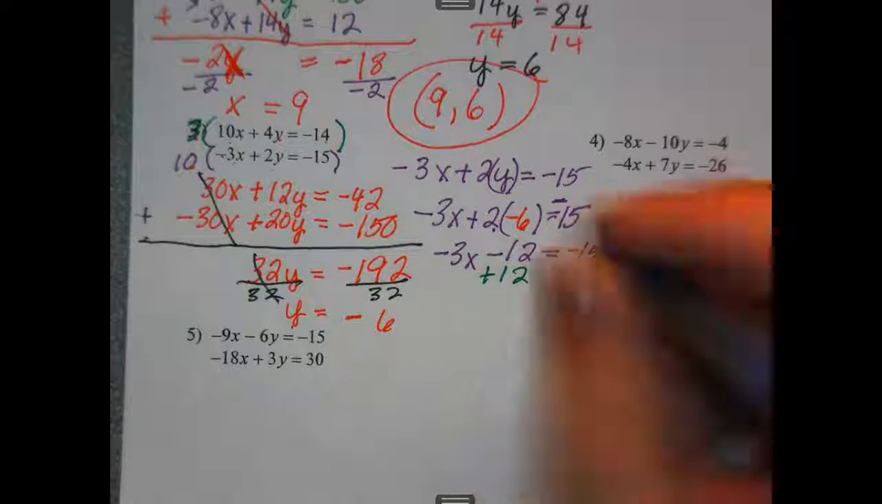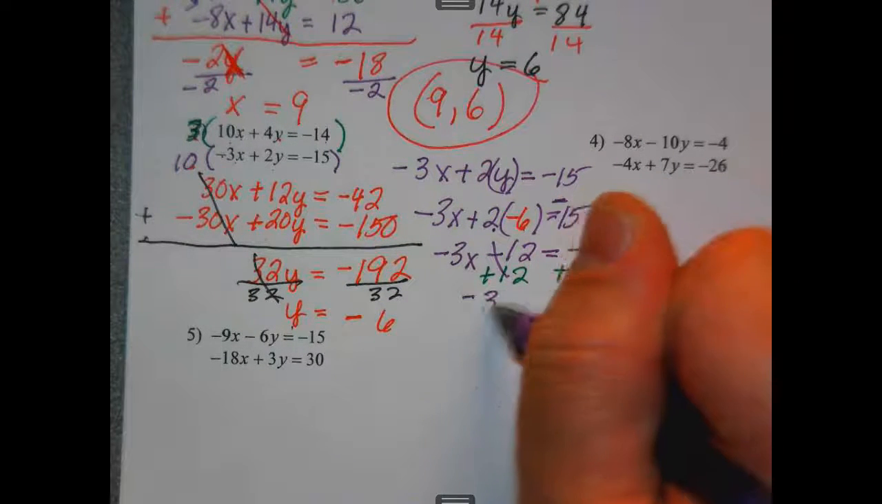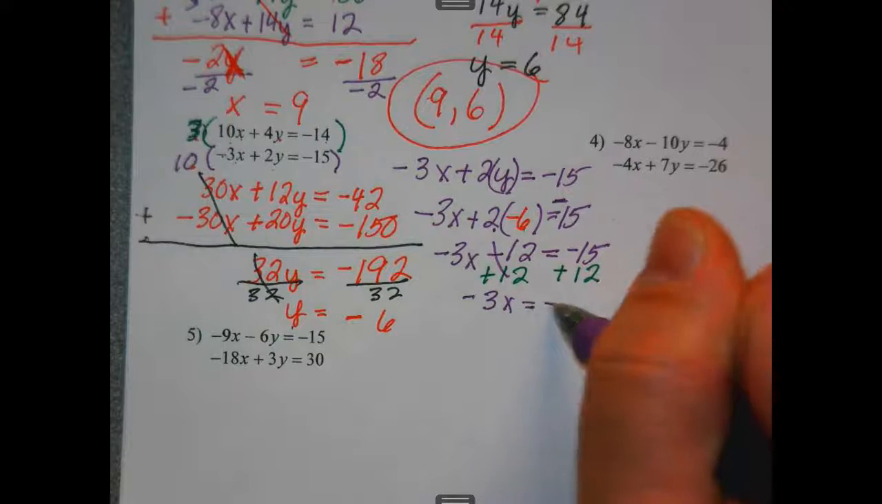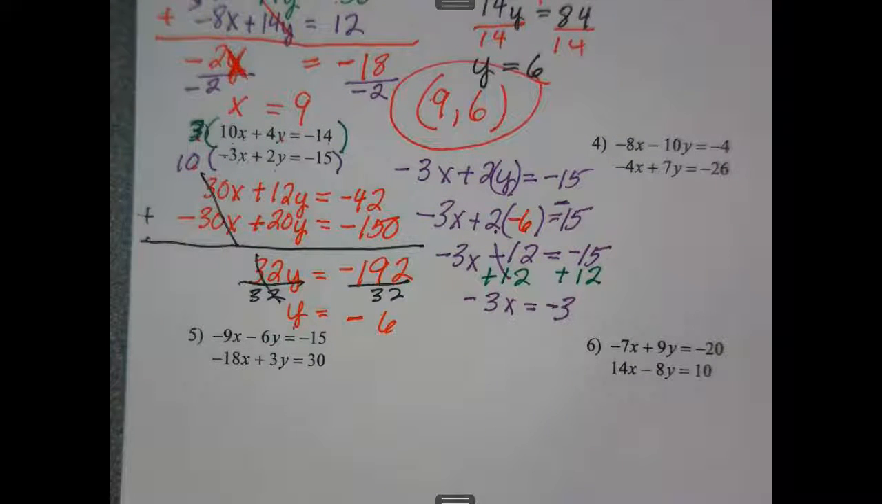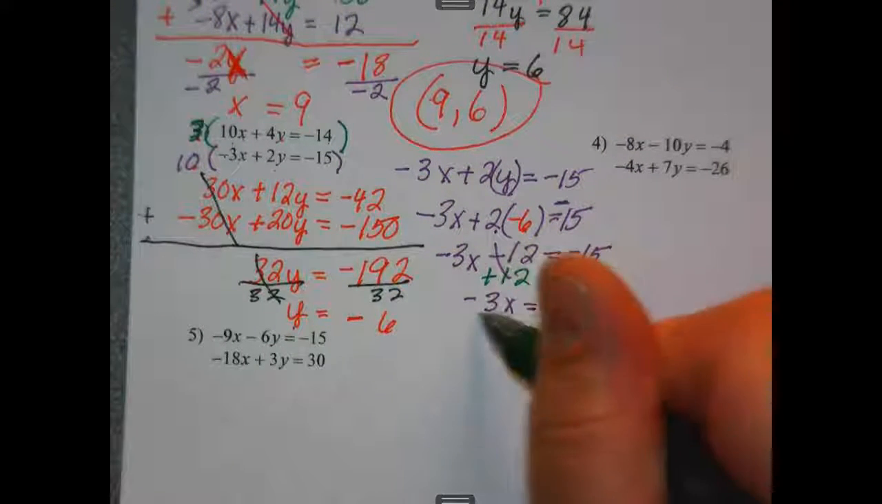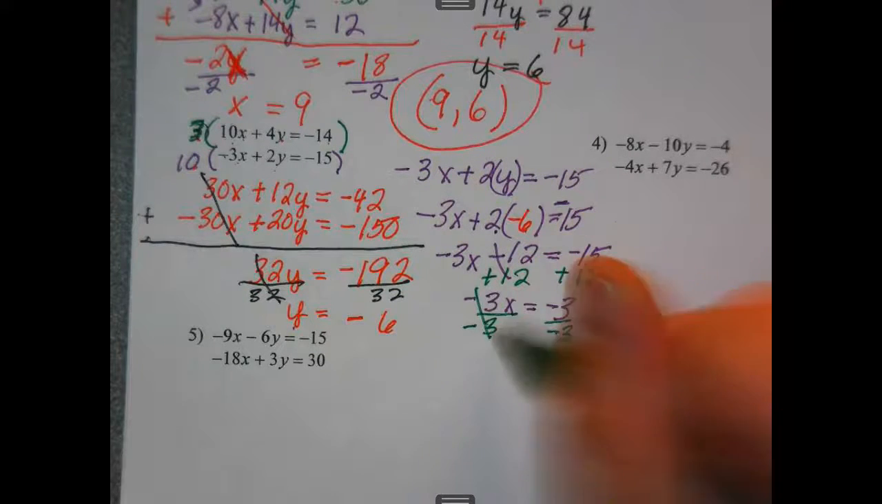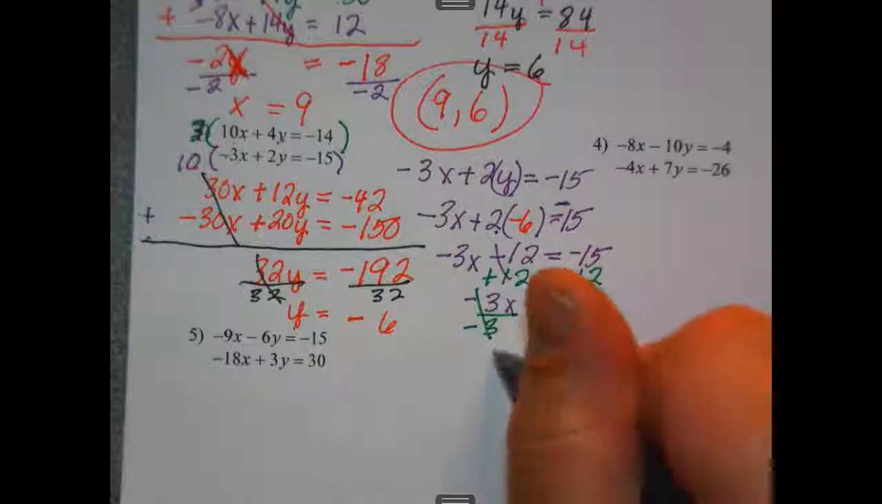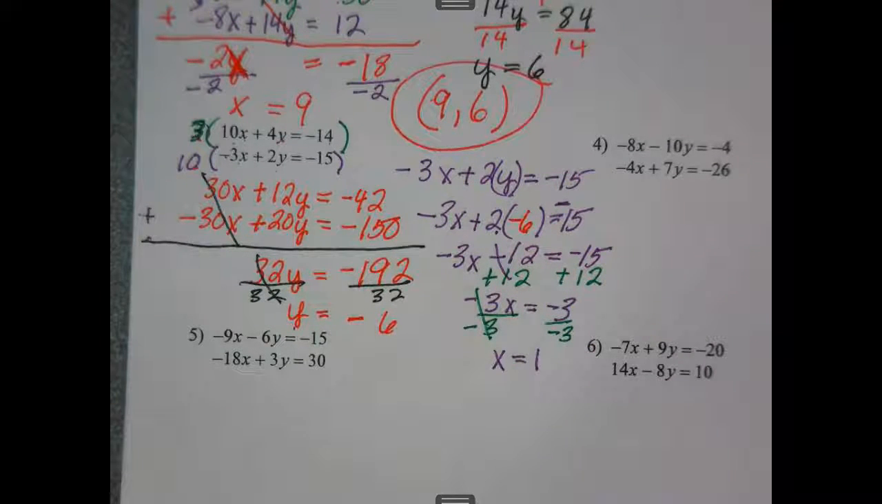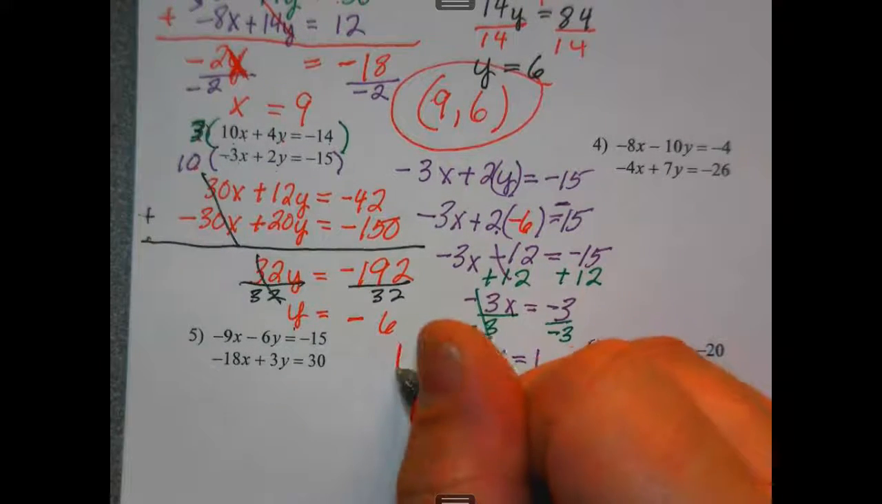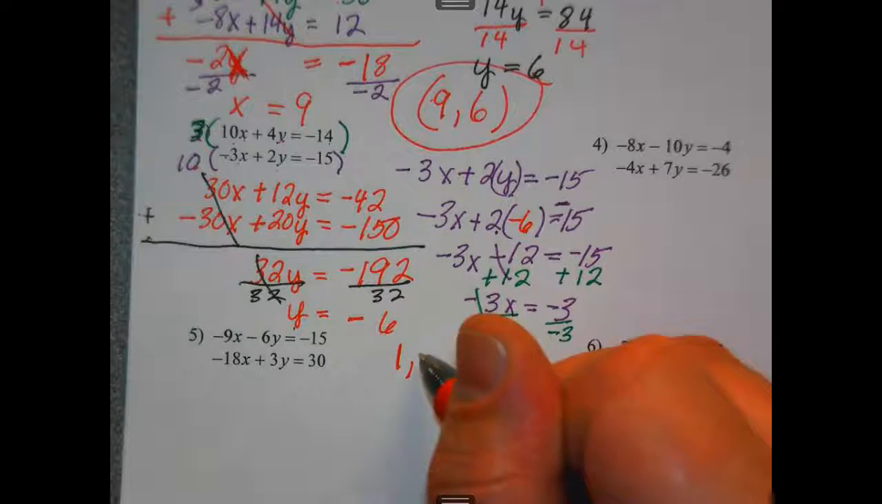I get -3x equals -3. What's x going to equal? 1. So my answer here, my x is 1, my y is -6.